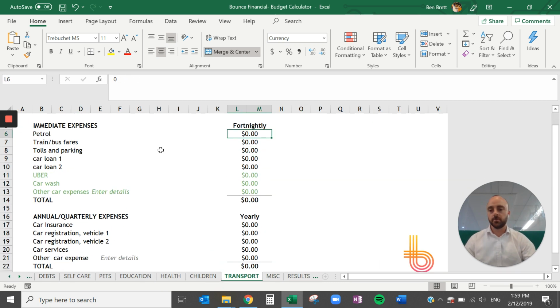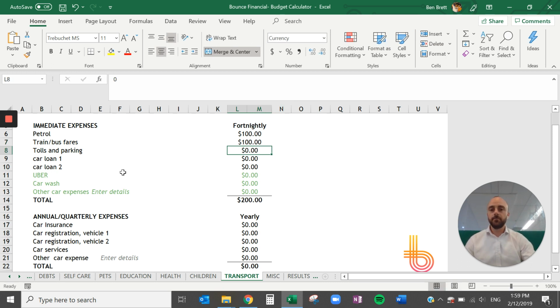Okay, transport. Okay, so petrol. So generally you'll have an idea of how much you spend on petrol. Again, this really depends on if you're commuting to work by way of train or bus, or whether you're driving, whether you have 2 cars, things like that. So let's just assume $100 a fortnight. Let's assume $100 for train, bus and fares.